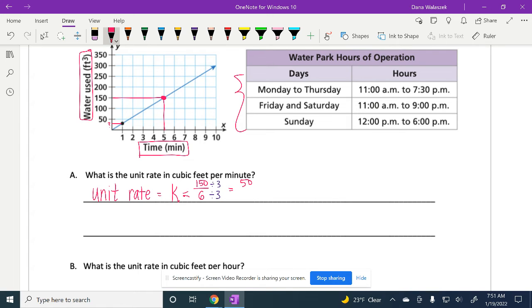So I get 50 over 2. Oh, I can reduce that some more. And I do get 25. So my unit rate is 25 cubic feet of water per minute. That's my unit rate. Cubic feet per minute. Perfect.